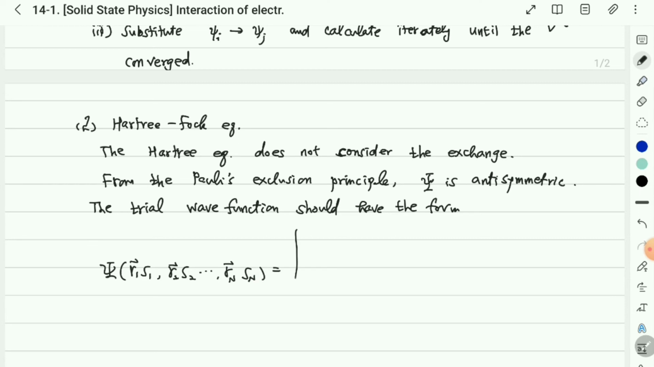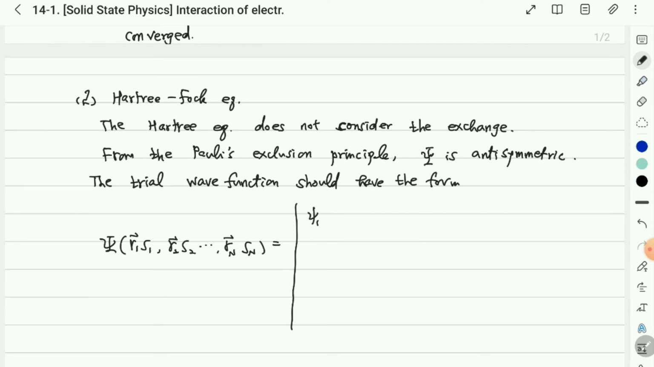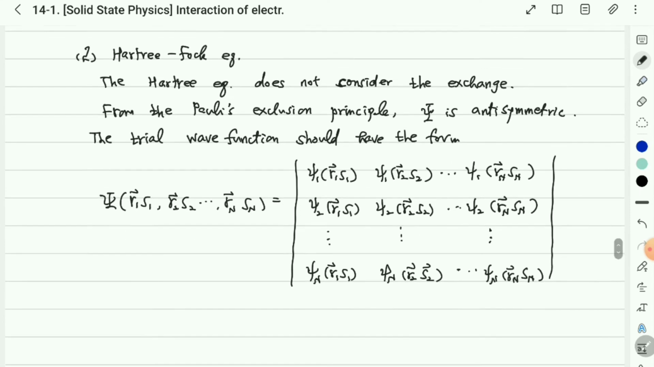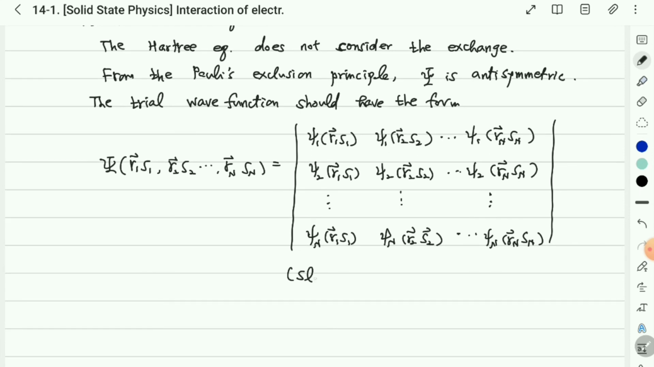Then here, in the single particle, psi 1 is the one particle wave function at R1, S1, and psi 1 at R2, S2, like this, psi 1 at Rn, Sn, and psi 2 at R1, S1, and psi 2 at R2, S2, and so on, psi 2 at Rn, Sn, and like this, and finally the n-th particle wave function, psi n at R1, S1, psi n at R2, S2, and psi n at Rn, Sn. And here, it is a determinant, and we call it a Slater determinant.